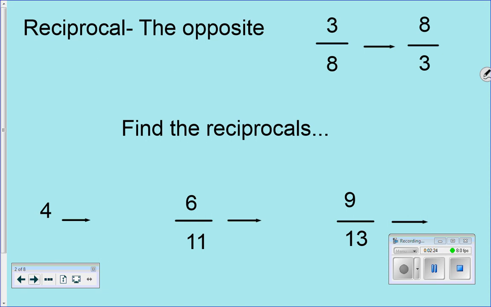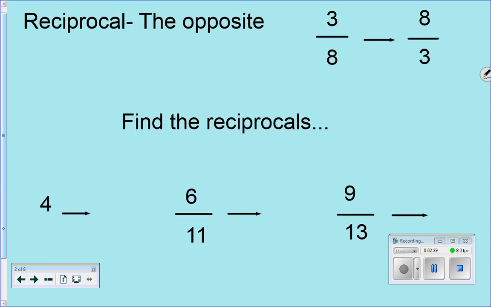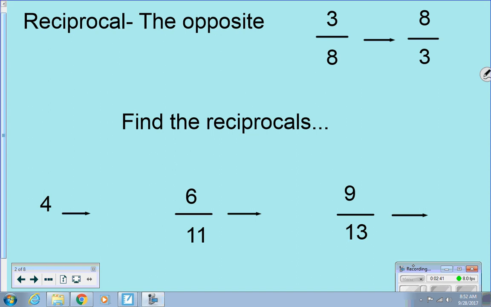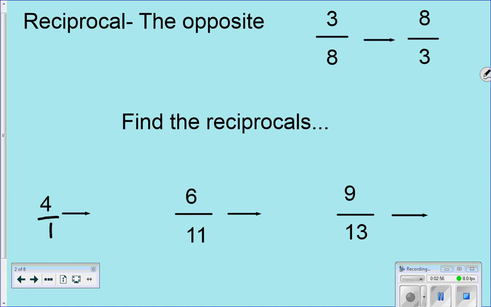So, reciprocal is the opposite. So if I have 3/8, guess what my reciprocal is? 8/3. Okay. Do you remember this a little bit from last year? Did you learn this? Okay. So let's talk about some of these down here, and let's find the reciprocals. If I have just 4, what's my reciprocal of just 4, Jacob? Why is it 1? I don't get it, Jasmine. Yep, and it turns into 1/4. Very good. Nice job.